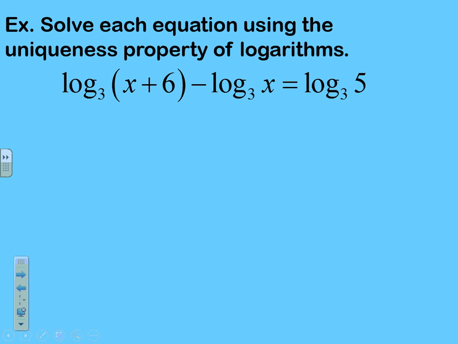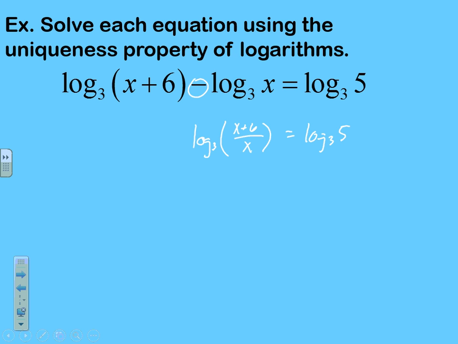Okay, so here the subtraction operation between the two logs says I'm going to write this as a single log, base 3, and in the numerator, I'm going to divide these two expressions by each other. So the numerator is the one that was written to the left, the one that was written first. So this is x plus 6 over x, the second log on the left-hand side, and that's going to be equal to log base 3 of 5.